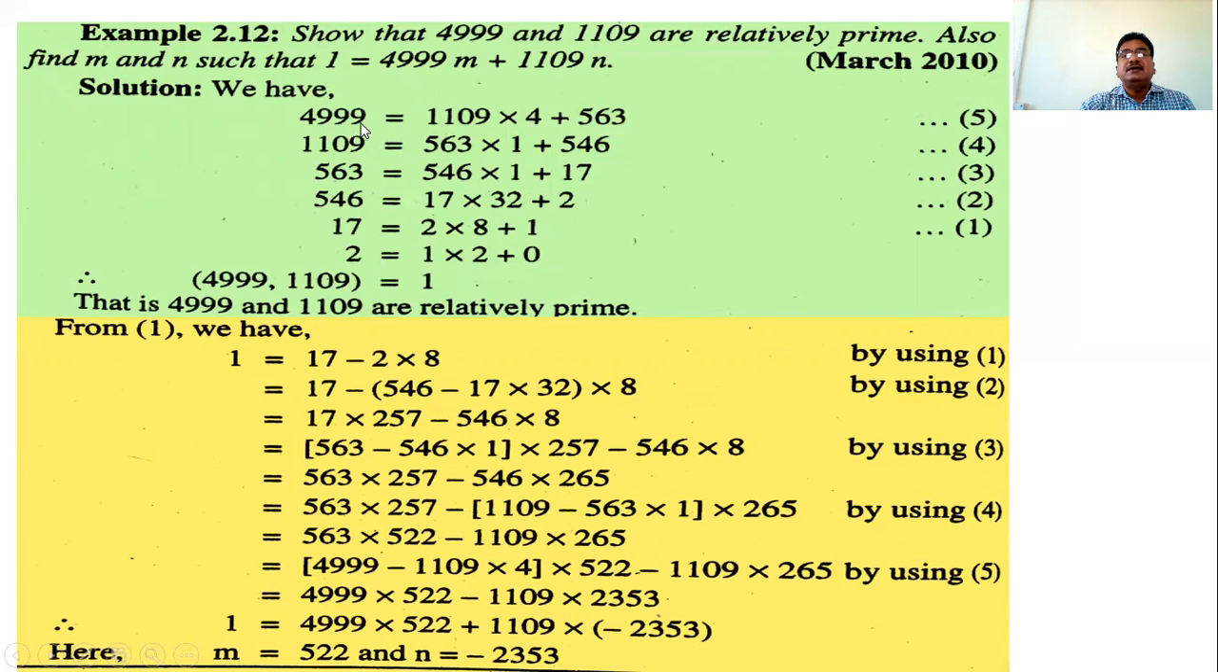That is 4999 minus 1109 into 4. The answer is 563. This is the remainder. So this is the first equation actually. Then what is the next equation?